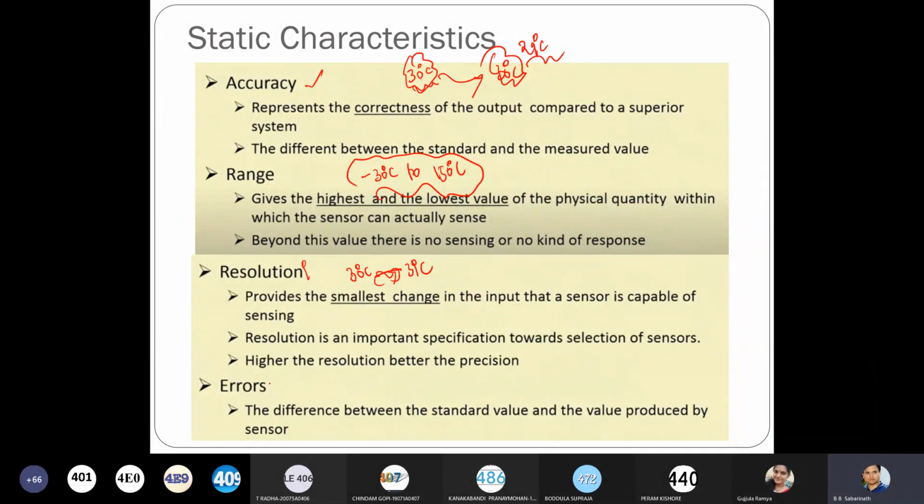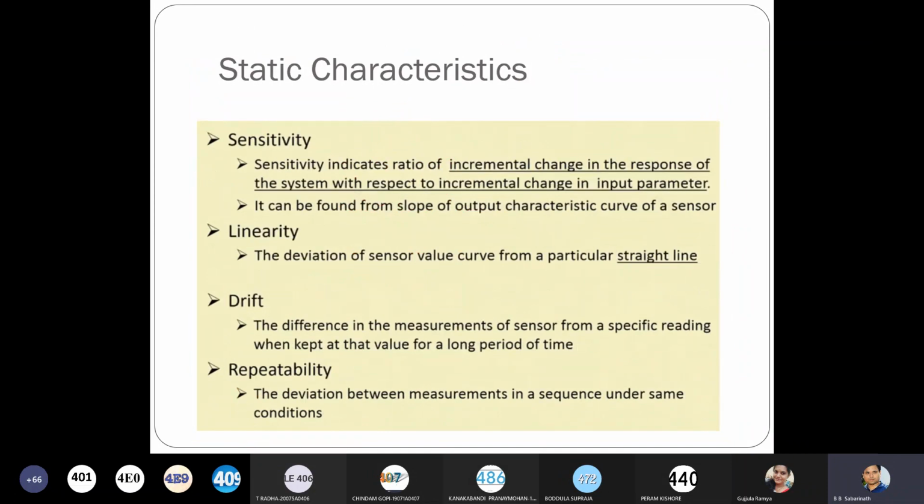Then error: what is the difference between the standard value and the value produced by the sensor? These are all the characteristics you should be able to understand. As I just told you, all these characteristics will be given in the data sheet. Like sensitivity, the change in the output per input, linearity, drift, repeatability. This is some high-level discussion, but just know that your sensor has these.